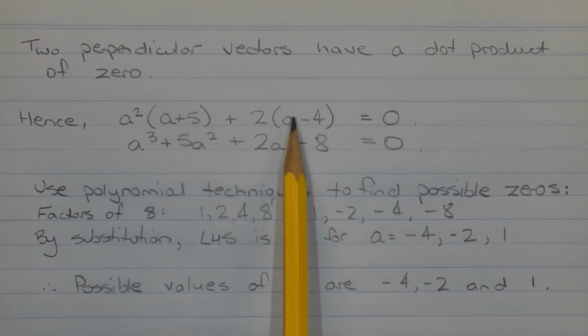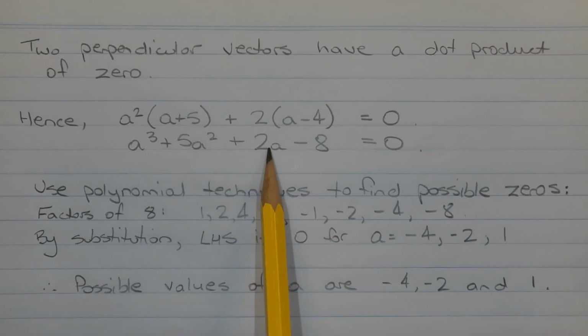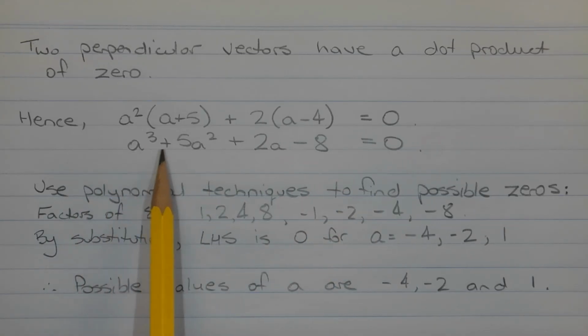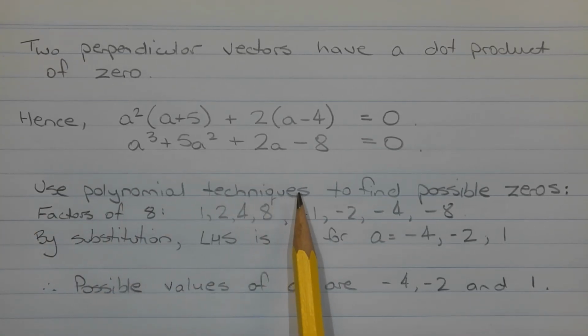Expanding the brackets on the left hand side of this equation, we get a cubed plus 5a squared plus 2a minus 8 equals 0. Now we've formed a cubic polynomial equation and we want to find the values of a such that the left hand side of this equation is equal to 0. Now we can use polynomial techniques to find possible zeros.